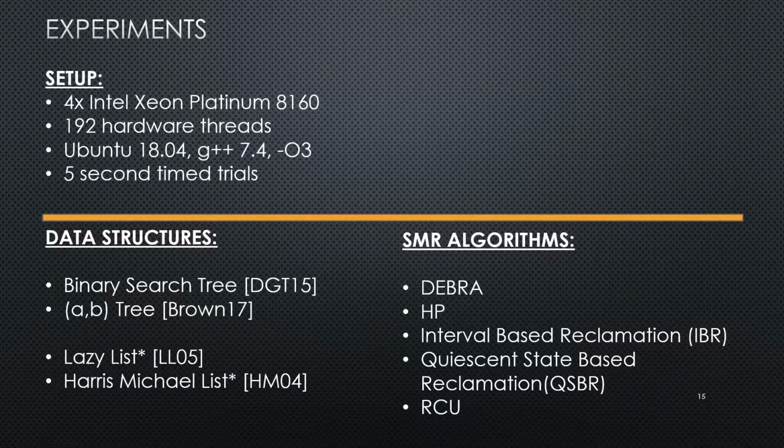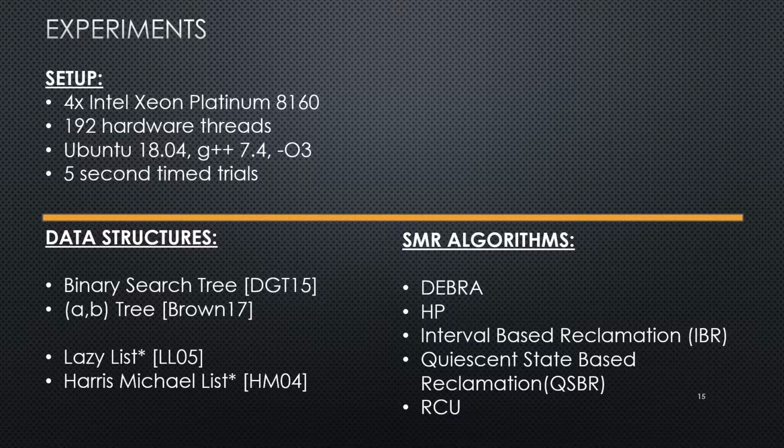Let's move on to experiments now. We evaluated NBR on a 4-socket machine with 192 hardware threads. In this talk, we'll talk about 2 data structures mainly. First is the binary search tree due to David and others, and second is Brown's AB tree. For additional experiments on lazy list and Harris-Michael list, we refer you to our paper.